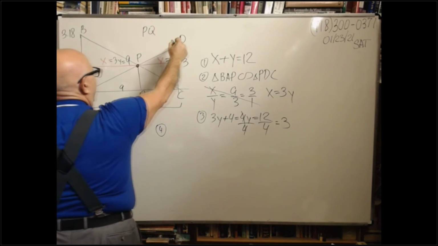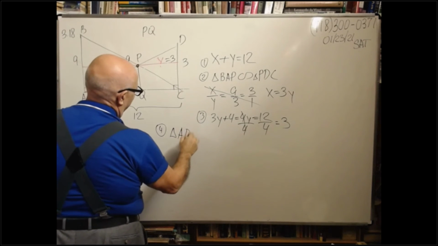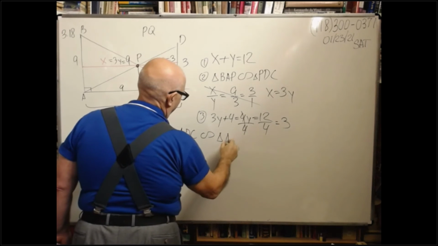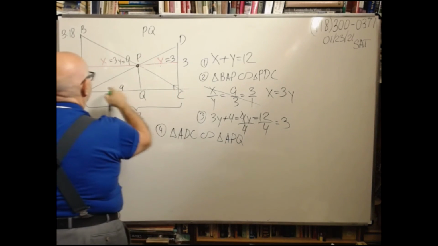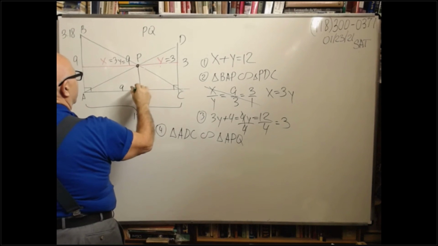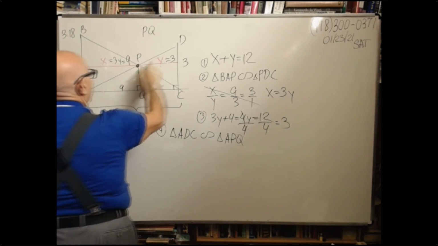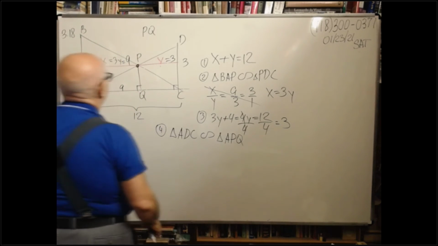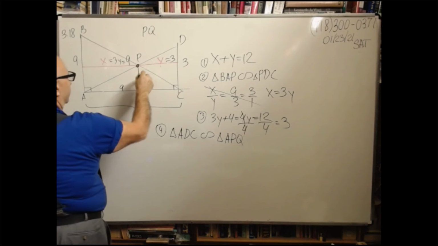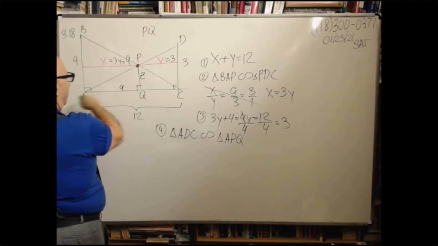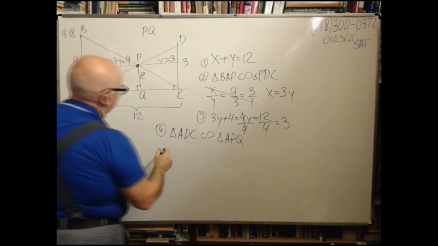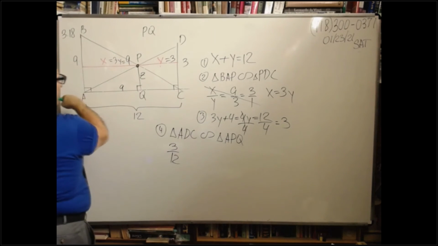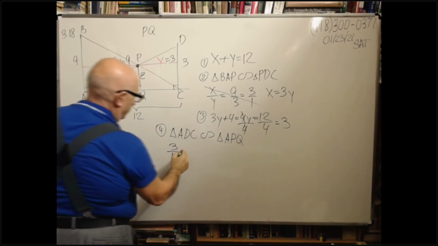Look at this triangle ADC, similar to triangle APQ. Why is this similar? 90, 90, this 90, this 90 degrees, a common vertex, and the supplementary angle is the same. Or we can use parallel lines and a transversal. Angle, angle, so they are similar. Let's say we have x, y, z, this is z. 3 to 12 is like z to 9. So 3 to 12, this side to this side, like this side to this side, z over 9.